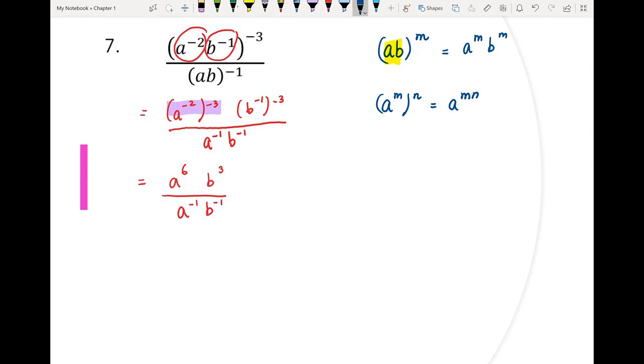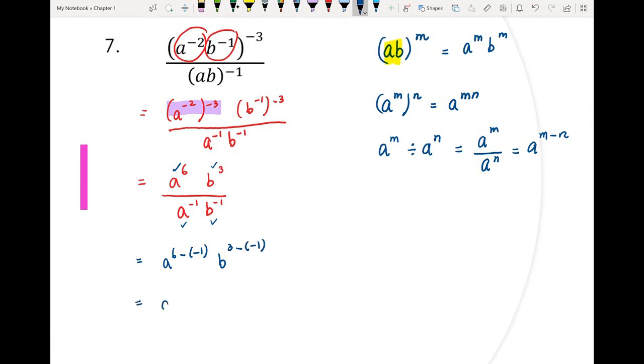Okay, what am I going to continue next? I see that I have A at the numerator and A at the denominator, as well as B at the numerator and at the denominator. So I'm going to play with this rule in indices where I have A^M divided by A^N. A^M divided by A^N can be written in this form also. It has the same meaning. And then this is equal to A power M minus N. So now I have A power 6 minus -1 and B power 3 minus -1. So solving it, negative is a positive, and here, negative is also a positive. So finally, I have A power 7, B power 4.